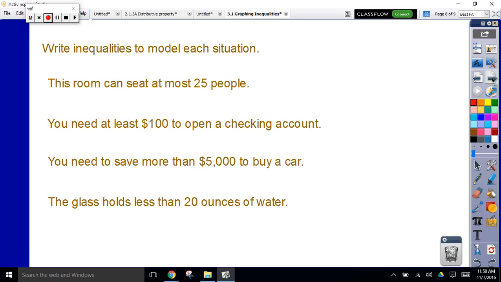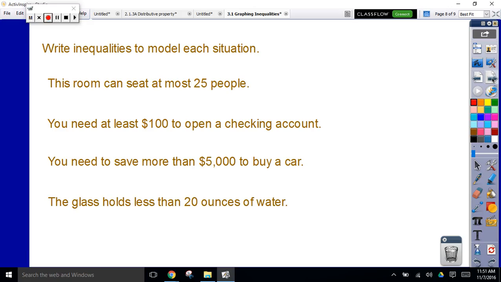Okay, last thing is writing inequalities to model each situation. These kinds of things, people tend to get a little bit twisted up with. You have to really think about what each one means. If I tell you this room can seat at most 25 people, before I decide what inequality, I'm going to test some points. I'm going to test something less than 25.